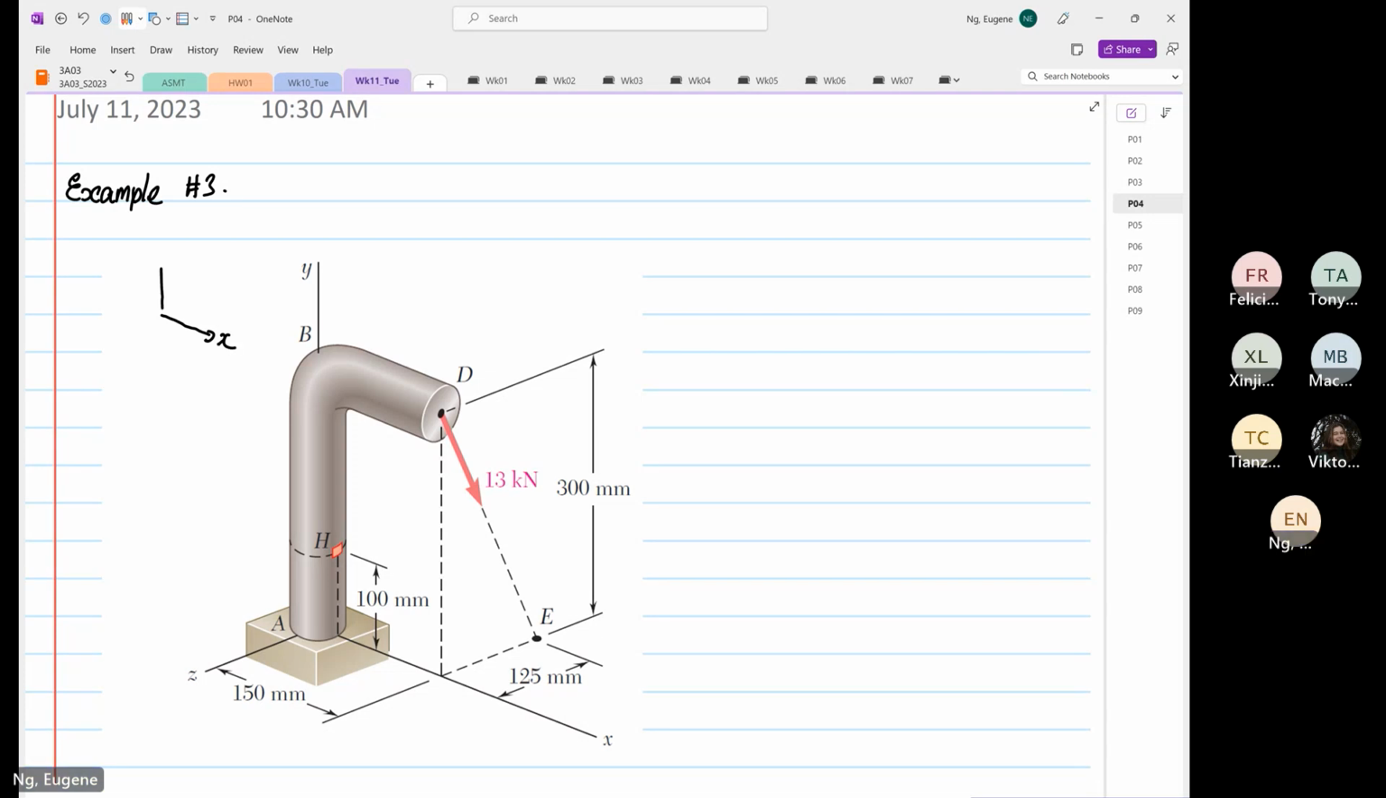This is X, this is our Y, and this is our Z. And element H is over there, and then we have to identify where our centroid is. So this is our centroid. Okay, so there's our centroid.